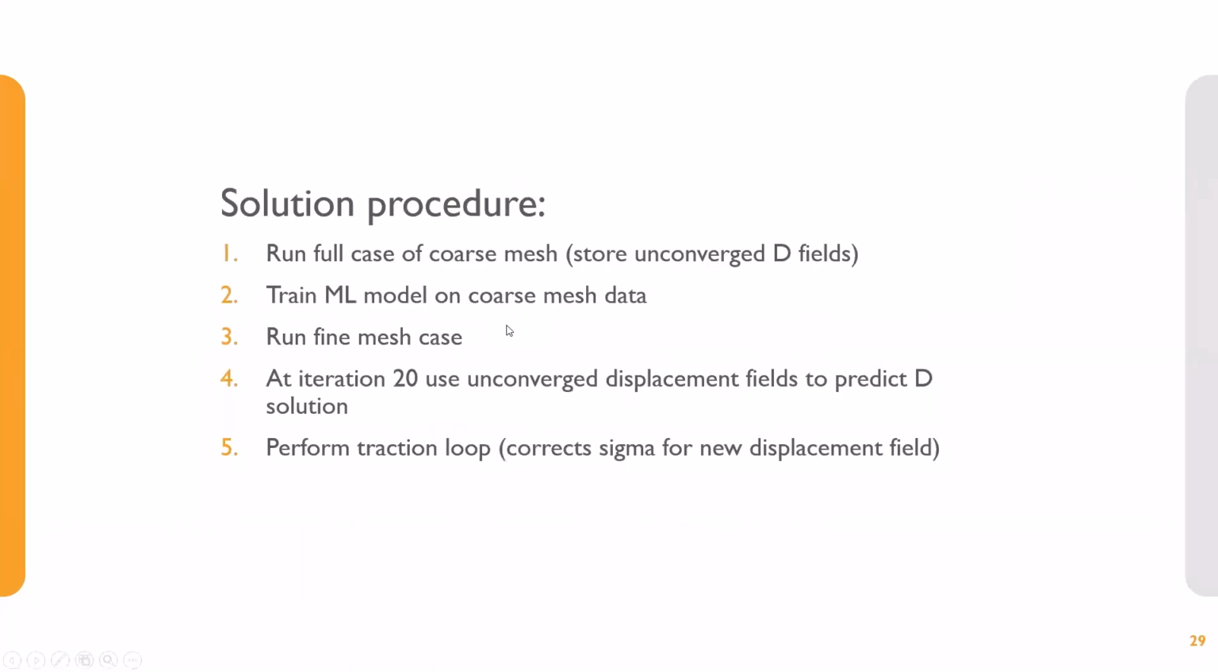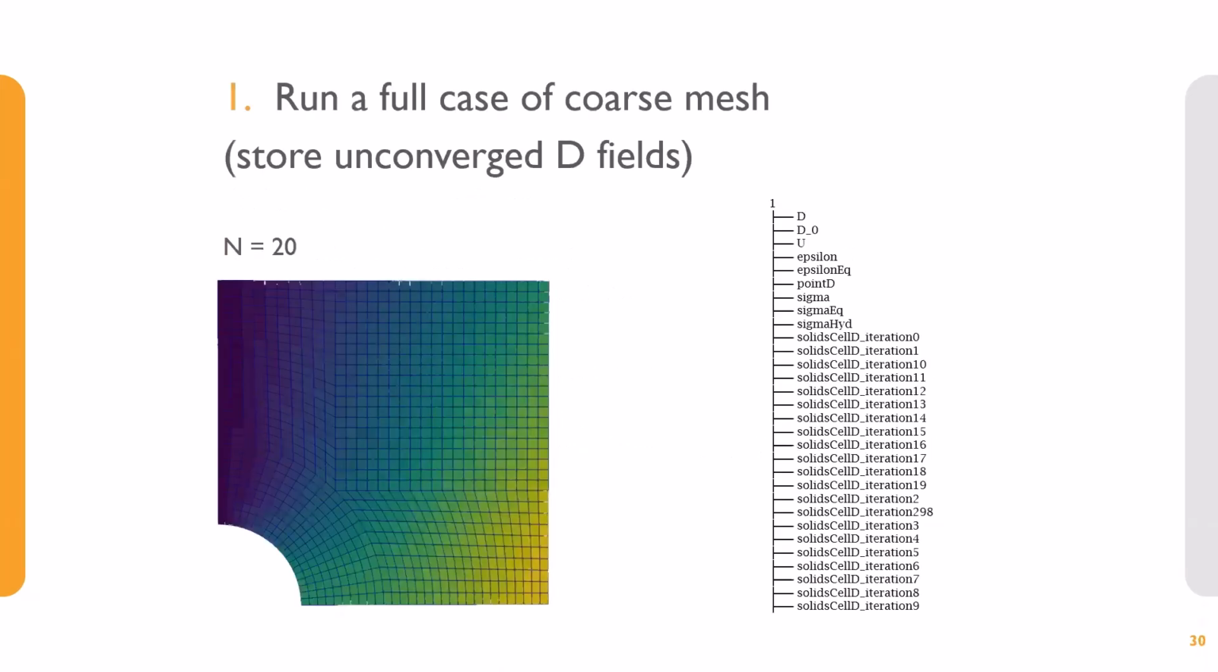When we try to implement this, what will the solution procedure look like? You'll run the coarse mesh. In this case, I think it takes 2 seconds to run. This is a basic case, so bear with me. Then train the machine learning model on the coarse data, which I think takes about 20 more seconds. Then we'll run the fine mesh case as normal, and at 20, we'll make a prediction. Then we perform a traction loop, but I'll explain in one moment.